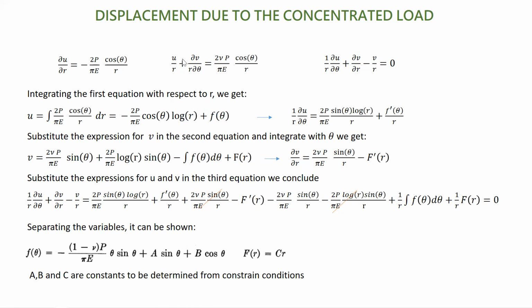Then look into the second equation, or the third equation here, derivative of u with respect to theta over r, derivative of that expression with respect to theta over r will be obtained by that equation. You get the derivative of this term with r plus derivative of f prime with respect to theta over r.